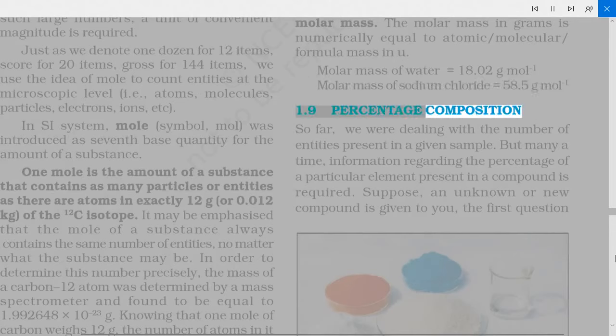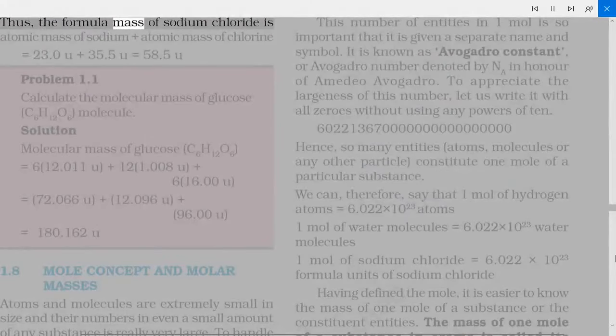Percent composition. So far, we were dealing with the number of entities present in a given sample. But many a time, information regarding the percentage of a particular element present in a compound is required. Suppose an unknown or new compound is given to you. The formula mass of sodium chloride is atomic mass of sodium plus atomic mass of chlorine, which is equal to 23.0 u plus 35.5 u, which is equal to 58.5 u.